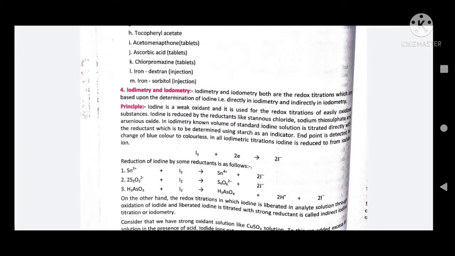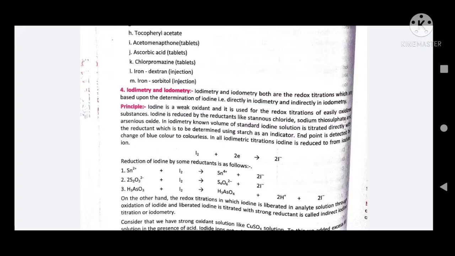Okay, we are using this to determine the iodine. You remember this one. First point, very important: iodine and iodo are confusing terms, so better to remember only one. Iodimetry is the titration in which iodine is determined directly. Directly determining iodine is known as iodimetry.